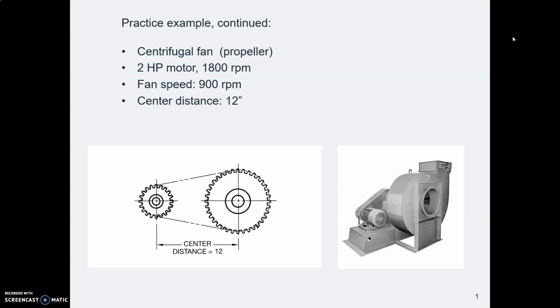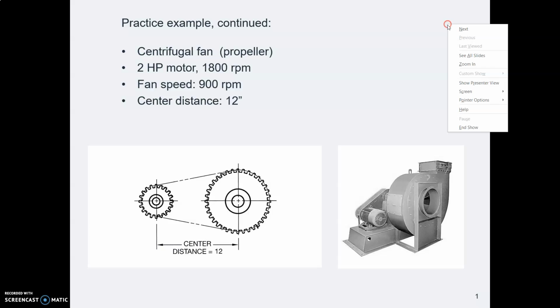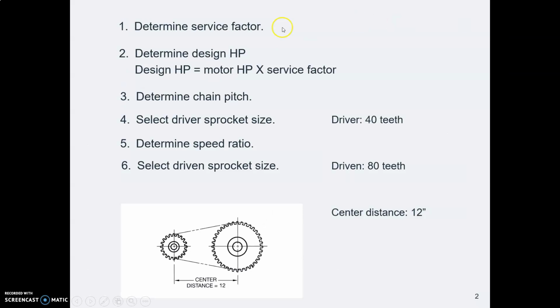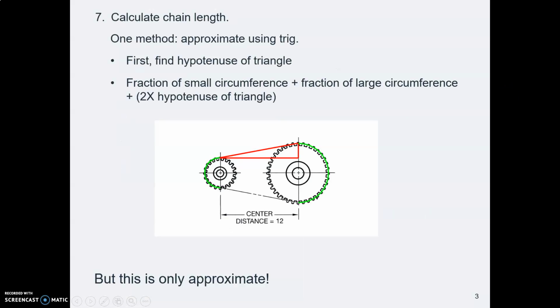Before we go on to our quiz, we need to finish up the last few steps of our design process here. So in the last set of slides, we were looking at this practice example with a centrifugal fan. And here are the first 6 steps in our cookbook. We had done all these steps and we'd found the number of teeth, and now we're ready to go on to the next step, the chain length.